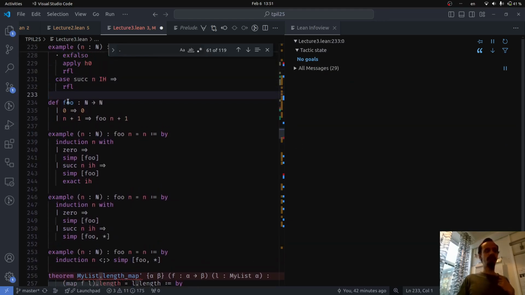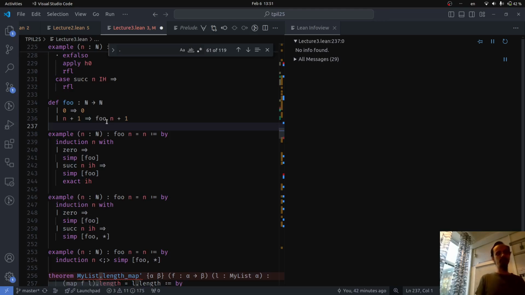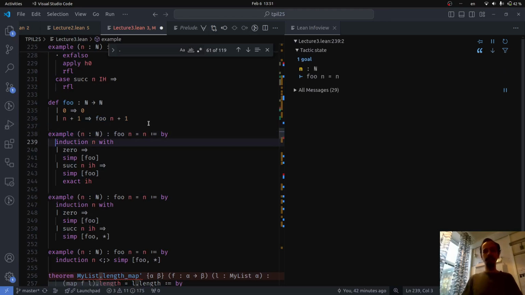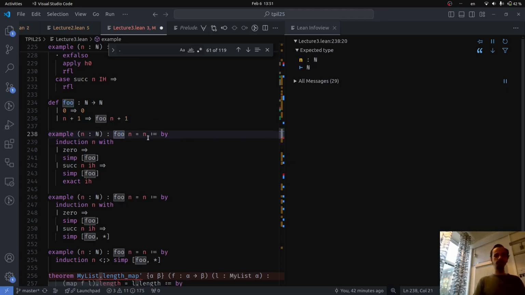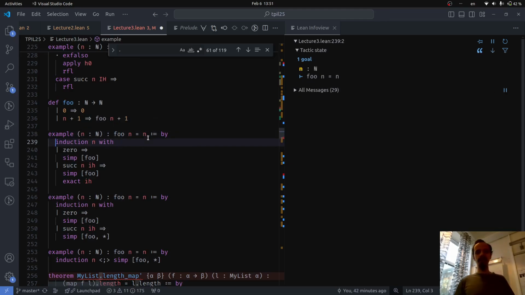Okay, so here's a more interesting example of induction. I'm going to define this function foo, which at 0 is 0, and at n plus 1, it calls foo of n, and then adds 1. If you think about it a little bit, you'll realize that this is actually just a fancy way of writing the identity function. So we should be able to prove that. I have a goal that says foo n equals n, and we'll prove it by induction on n.